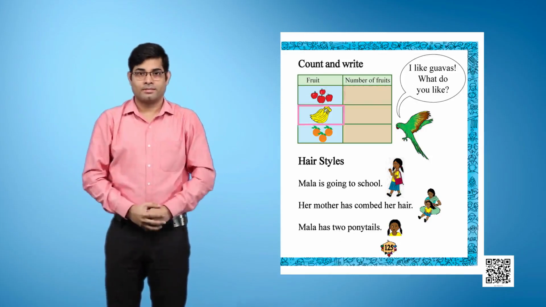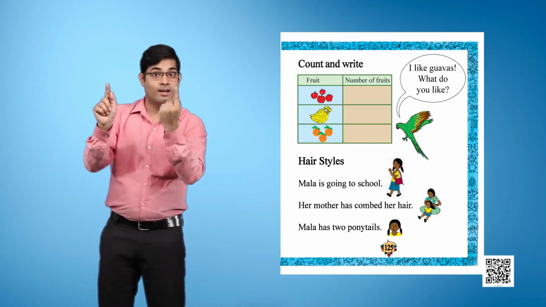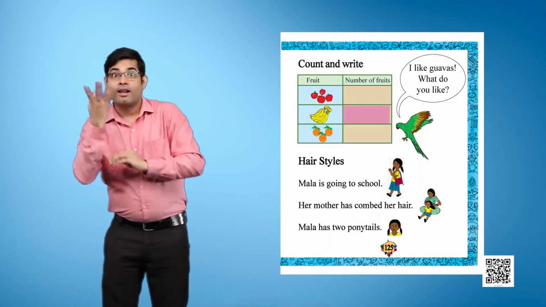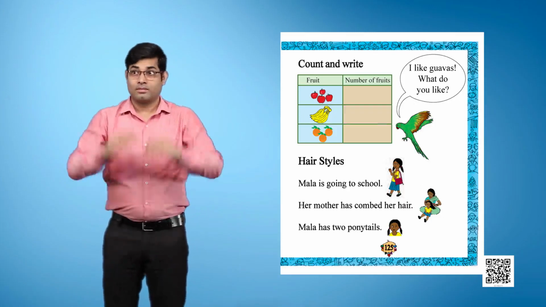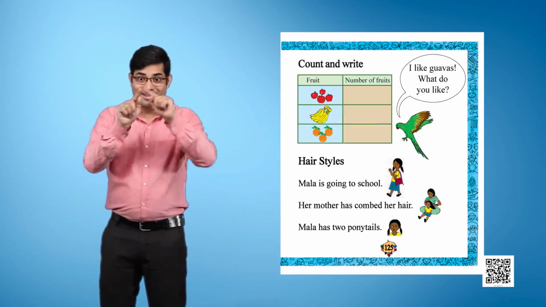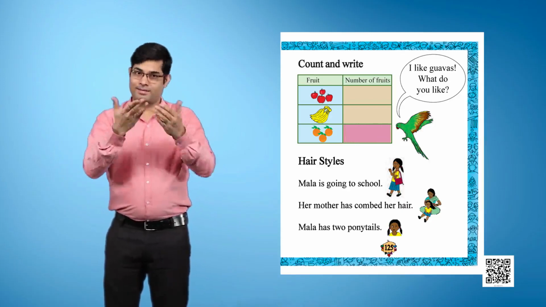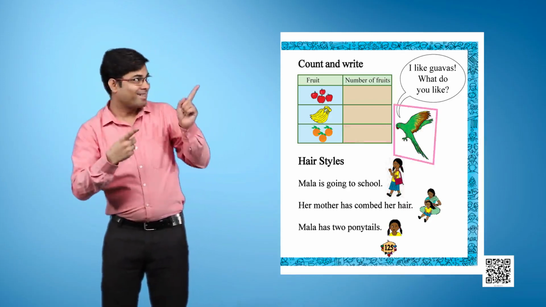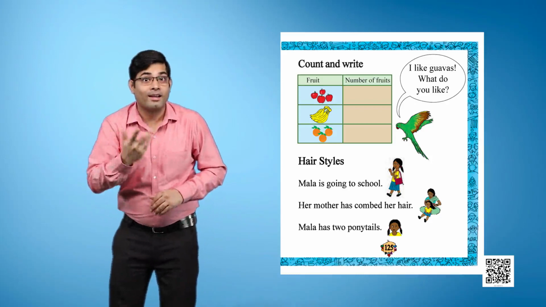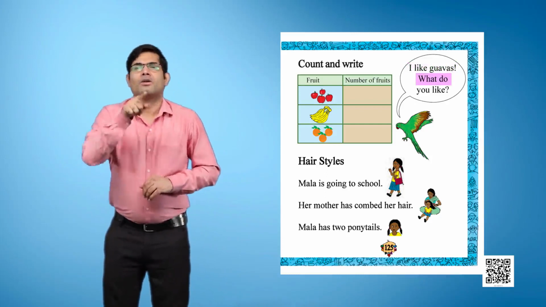Row 2. Column 1 has picture of 5 bananas. Column 2 has empty space for writing number of fruits. Row 3. Column 1 has picture of 3 oranges. Column 2 has empty space for writing number of fruits. On the right side there is a picture of a parrot who is saying, "I like guavas." What do you like?